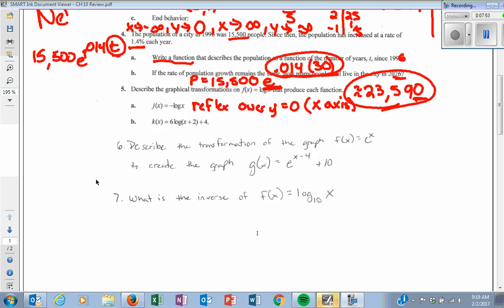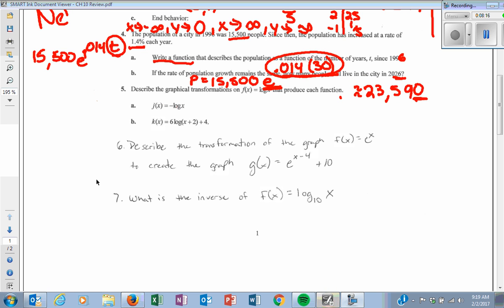If I had j of x equals, and this was log of negative x, then it would have been a reflection over where x equals 0, and that would be the y-axis. So you need to know the difference between these two, what this negative does versus what this negative does. All right? Then we go to the next one.